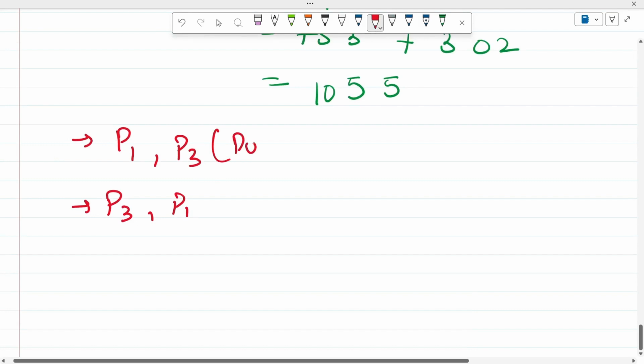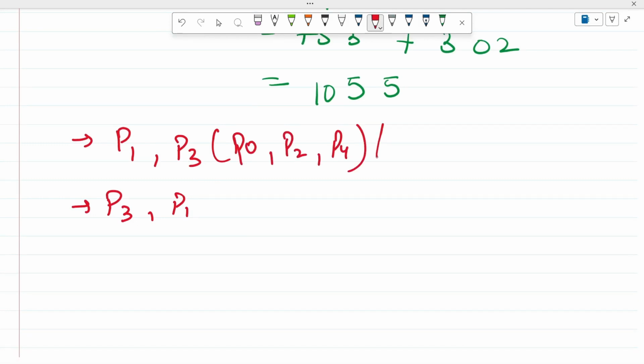So you can go with P0, P2, or P4. If you have three choices, do it like factorial, and you will get the answer. Similar case here as well, P0, P2, and P4 factorial. This is what the safe sequence looks like.